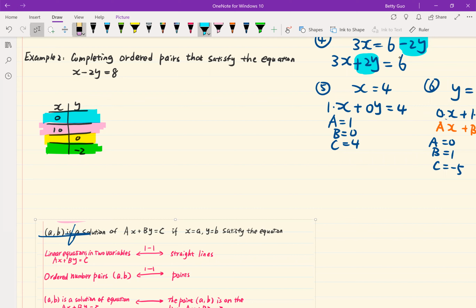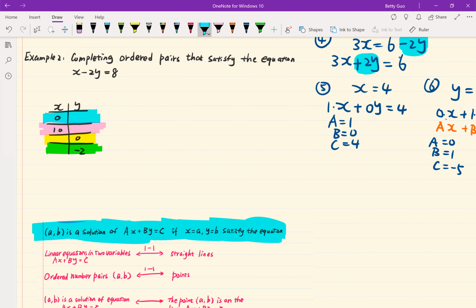If we have an ordered number pair a comma b, and x equals a and y equals b satisfy the equation, then we say a comma b is a solution of the linear equation in two variables. Because a linear equation in two variables involves two variables, x and y, its solution, if it has any, must be an ordered number pair. The value for x is the first component. The value of y is the second component.